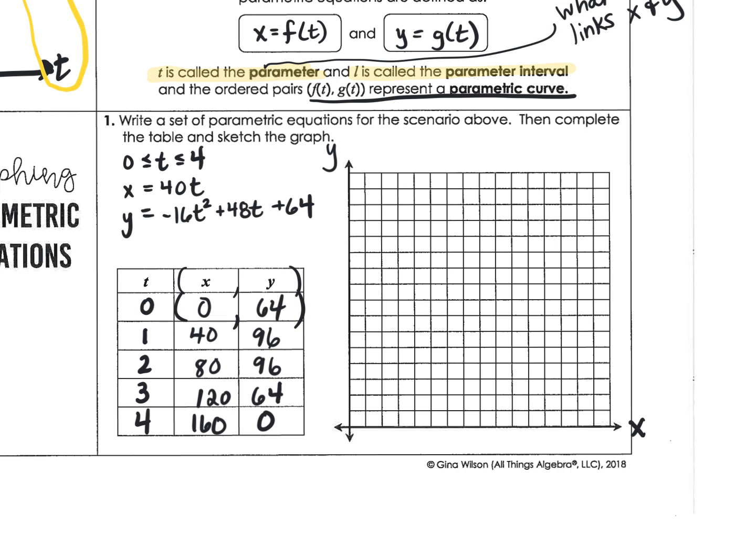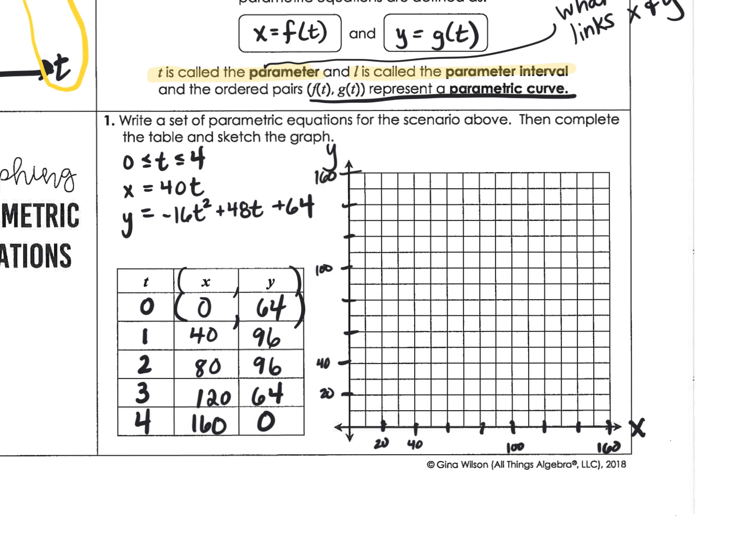Yes. Now, here's the cool thing. We can plot all those points, can't we? Let's plot all those points. Let's go by, what, tens? Yes. So 20, 40, 60, 80, 120, 140, 160. Okay. Same here. 20, 40, 60, 80, 120, 140, 160. Okay.